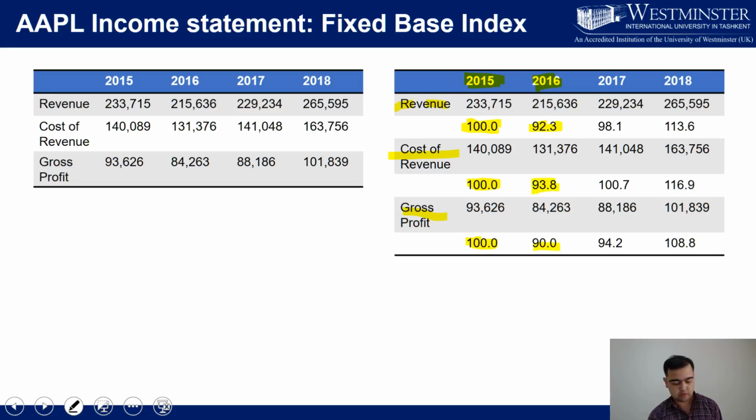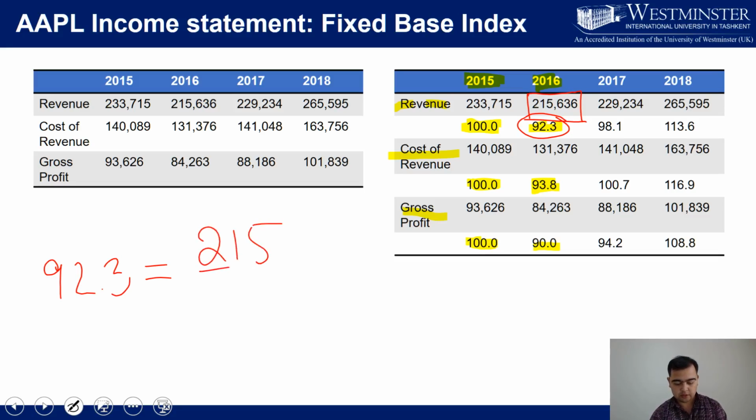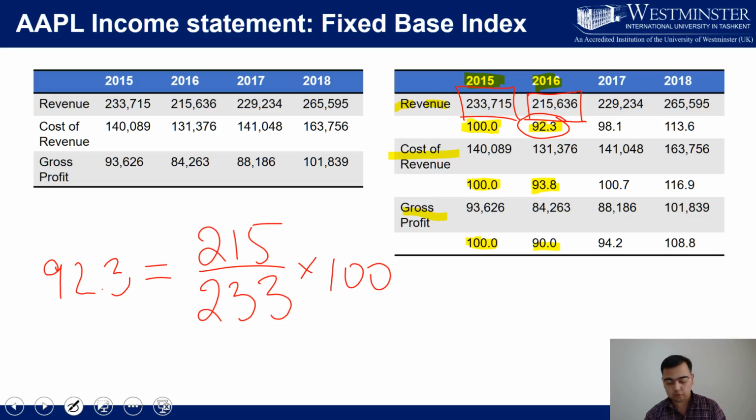Now, let me show you how I did that. In order to find this particular number, the 92.3, I do apologize for my handwriting beforehand. What I'm going to do is take this number, 215, so I will be short, and divide that simply by 233, okay? And then at the end, I will simply multiply by 100. Now, if I do that, I will get the exact 92.3 number.